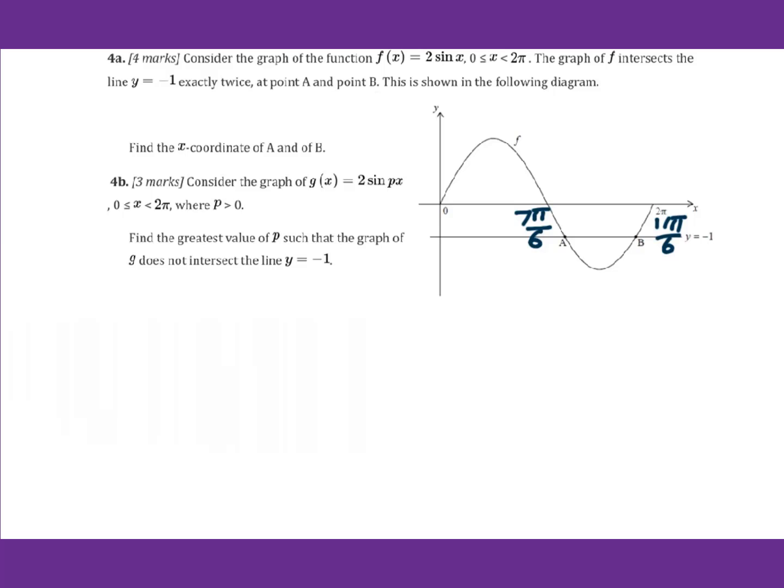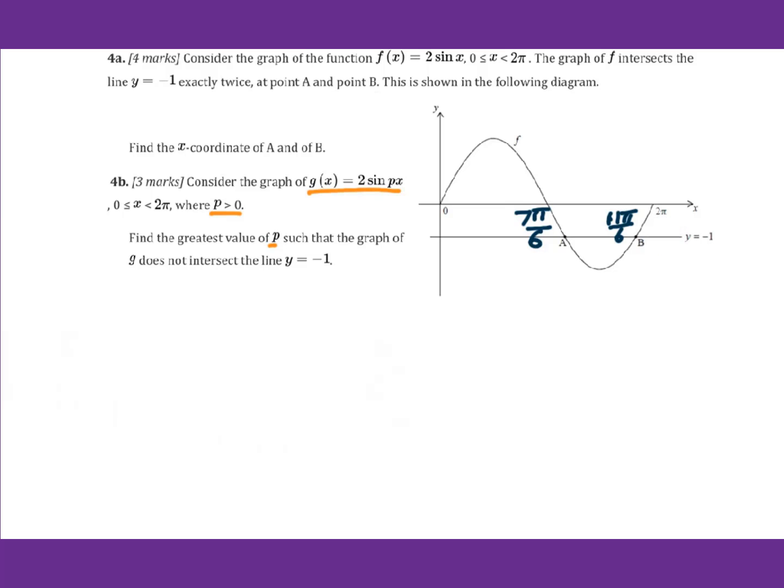Now let's go to 4b. Consider the graph of g of x equals 2 sin px, x is between 0 and 2 pi, where p is positive. Find the greatest value of p such that the graph of g doesn't intersect the line y equals -1.